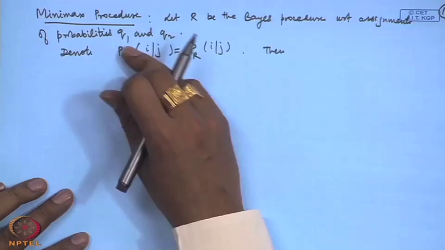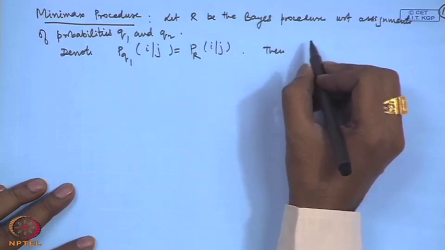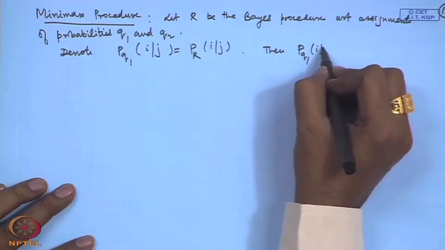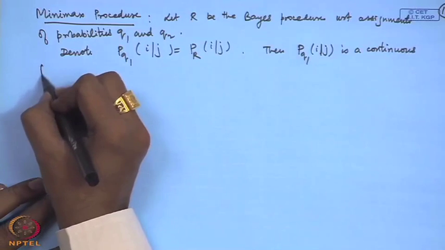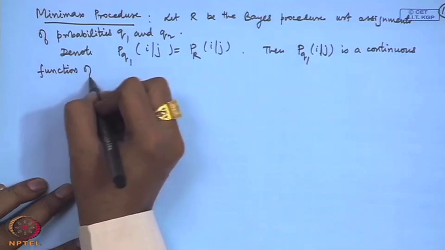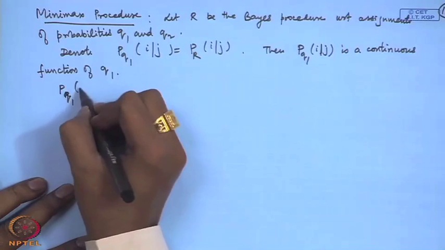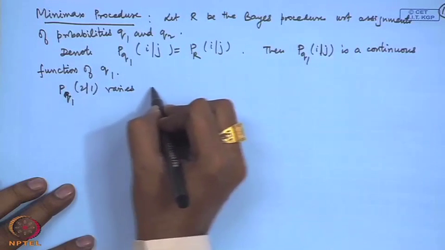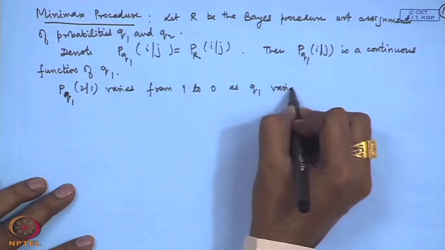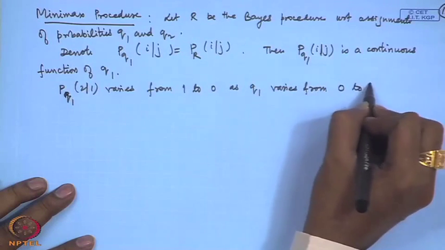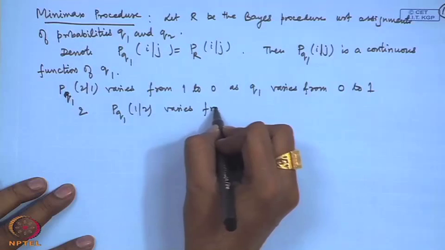So, with q 1 changing, like q 1 is half or q 1 is equal to 1 by 4 etcetera, then this is a continuous function of q 1. Actually, you can say that P of q 1, 2 given 1, this will vary from 1 to 0 as q 1 varies from 0 to 1, and P of q 1, 1 given 2 varies from 0 to 1.